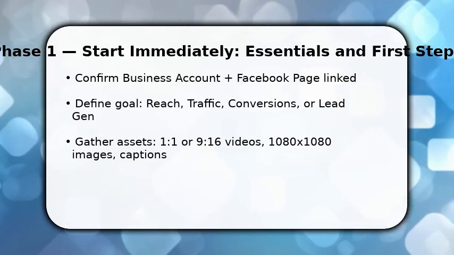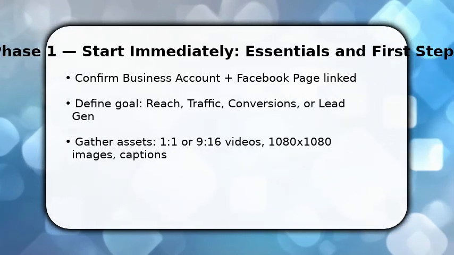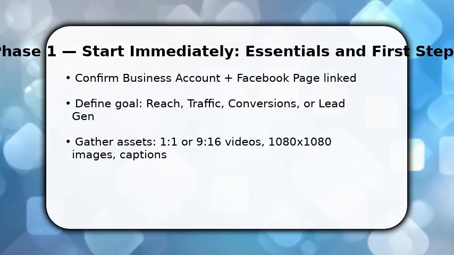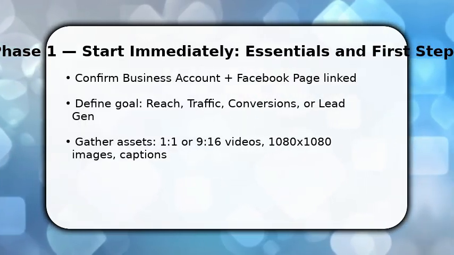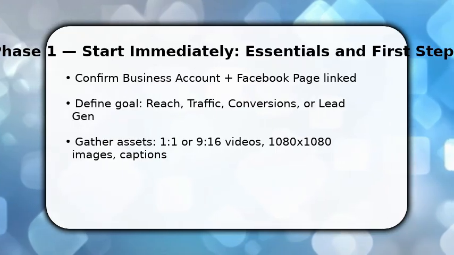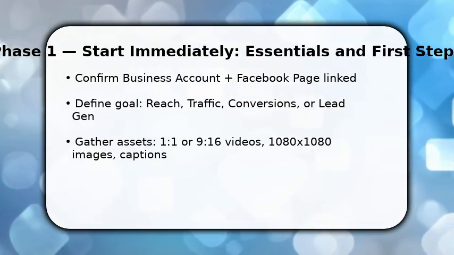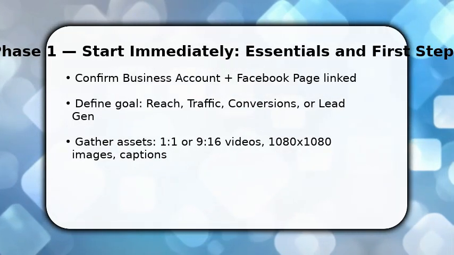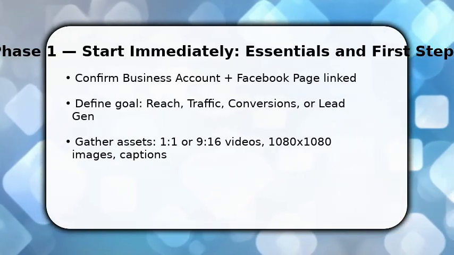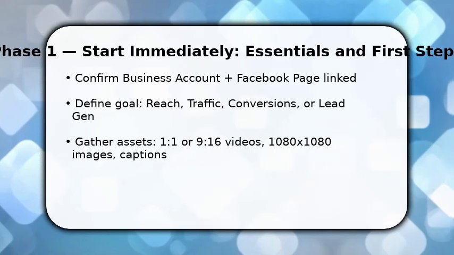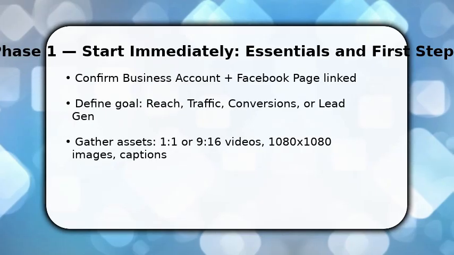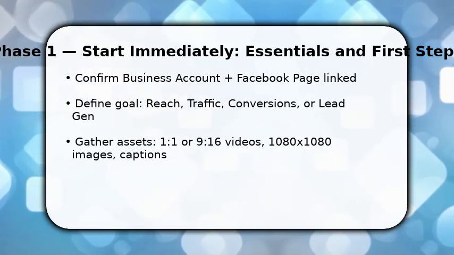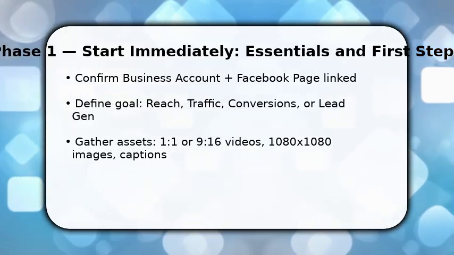Enjoy the video. You begin by making sure your Instagram is a business account and it's linked to a Facebook page. This unlocks Ads Manager. Next, pick a single, measurable objective: reach, traffic, conversions, or leads, because your creative and bidding follow that choice. Once done, collect assets: square or vertical video, 1080 images, a short headline, and a clear CTA. Make sure files match Instagram specs so uploads won't fail and your ad maintains quality.